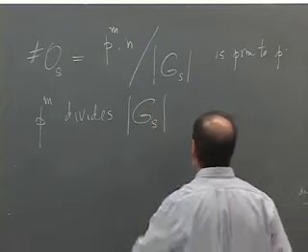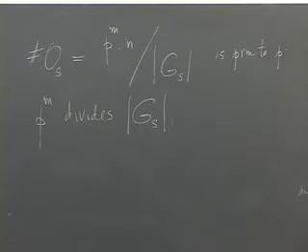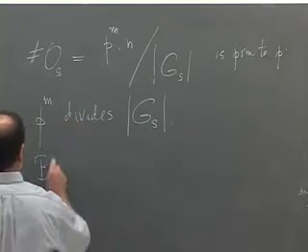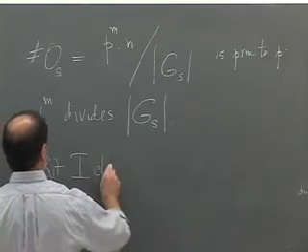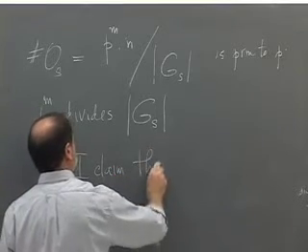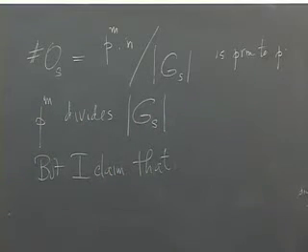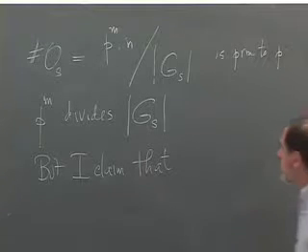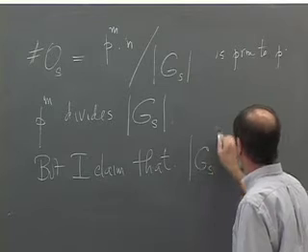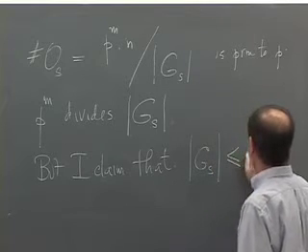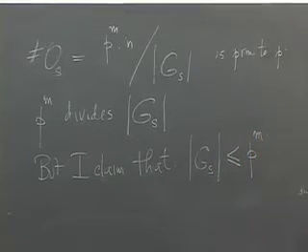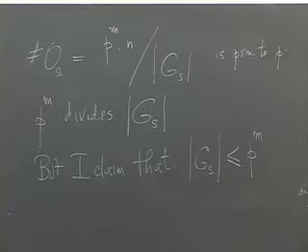So this is beginning to look good. If we could just show that it wasn't any larger than p to the m, then we'd have our Sylow subgroup. But I claim, and this is the key thing, that the stabilizer has order less than or equal to p to the m. Okay, we're going to see that in a second.